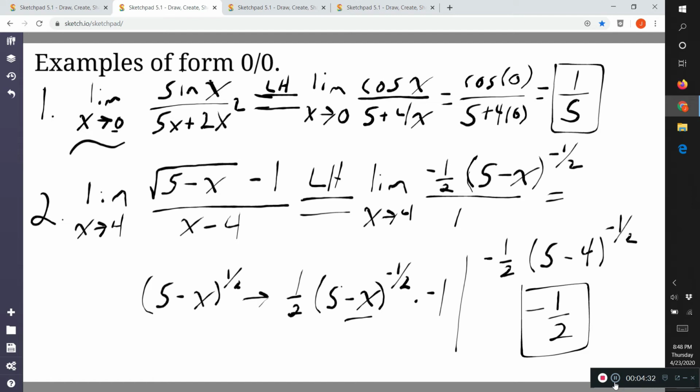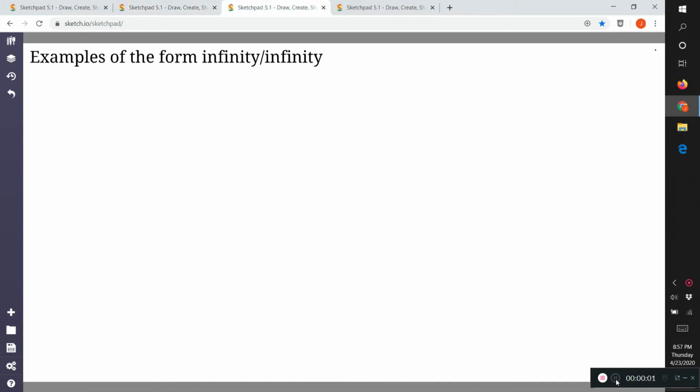All right, let's look at infinity over infinity examples. Okay. So how could this come out as infinity over infinity if the original definition was 0 over 0? So let's quickly talk about how that applies. So we have to remember a couple odd facts from way back.